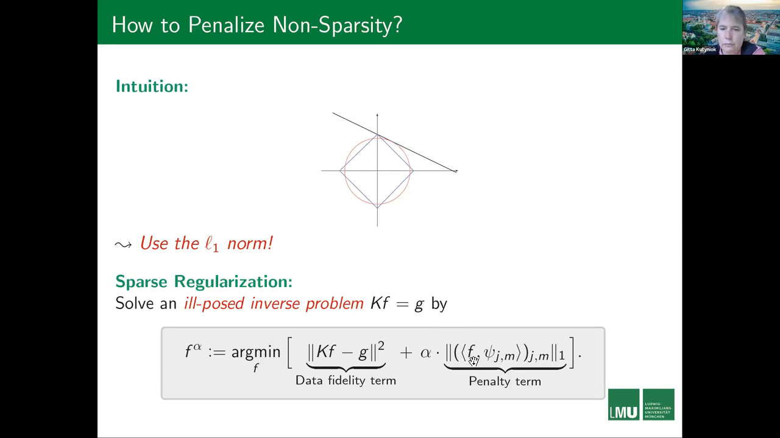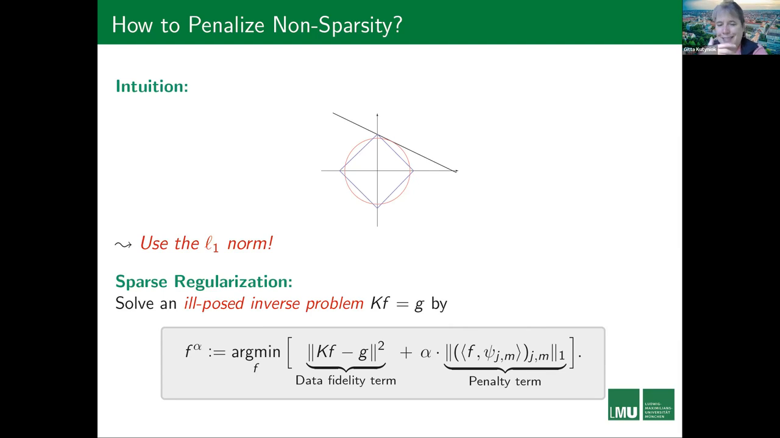Since f might not be sparse itself, you take the inner product with a suitable representation system like wavelets or shearlets. This is what you then impose. So you assume that your original image is sparse in wavelets or shearlets. That's the condition you use for regularization, and then you solve this minimization problem. So that is sparse regularization.